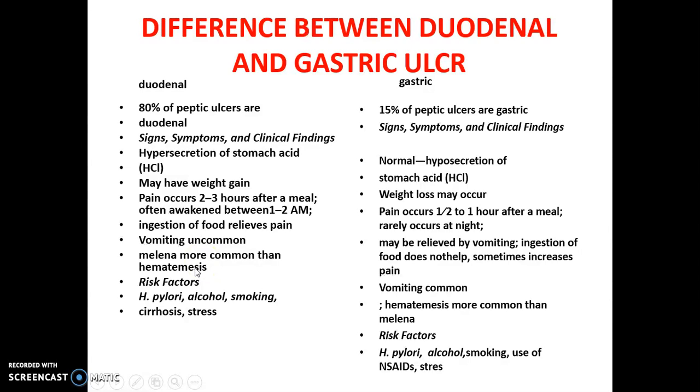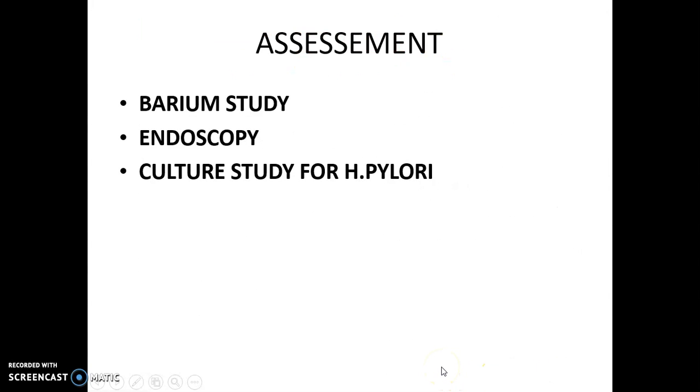Hematemesis means vomiting of blood. In gastric ulcer, hematemesis is more than melena. You will not see melena in gastric ulcer, you can see more hematemesis. Risk factors: H. pylori infection, alcohol, smoking, cirrhosis, then stress. In duodenal ulcer the risk factors are the same: H. pylori, alcohol, smoking, use of NSAIDs, stress.